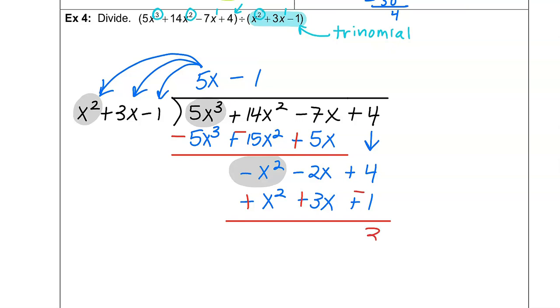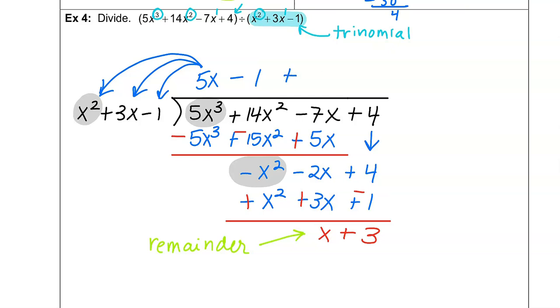I'm going to draw my line and change all 3 signs. Adding going down, I get 3 here. I get x plus 3. And then the x squareds cancel out. So notice that my remainder now is x plus 3. It's a binomial. Okay, but it's not going to change at all.